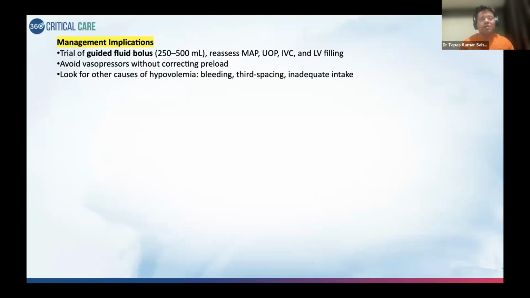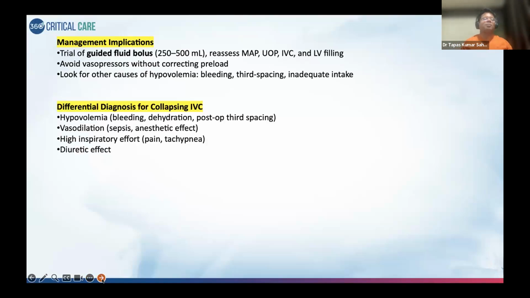Look for other causes of hypovolemia like bleeding, third spacing, inadequate intake. If I do not take care of all these things and only give fluids or the vasopressor, it is going to be more harmful to the patient.